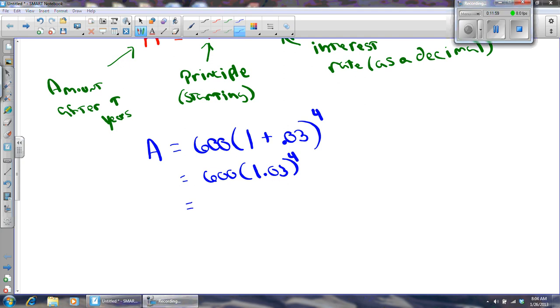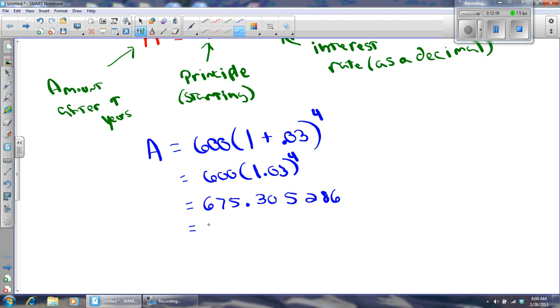And when I crunch that in my calculator, I get this number, 675.305286. Now remember, we're talking about money, so this long decimal doesn't make sense. So I'm going to round it. I'm not going to go to the nearest dollar because I understand rounding.